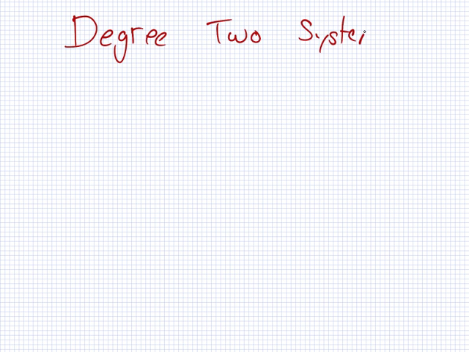So, maybe you got them all finished. If not, finish those questions for homework. Okay? Let's have a look at the next topic now. So we're having a look at something called degree 2 systems.